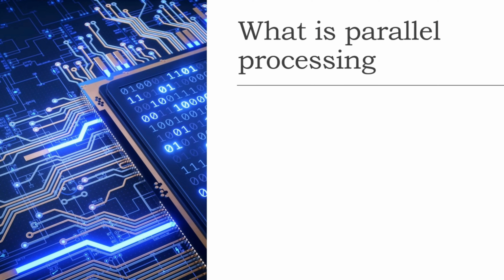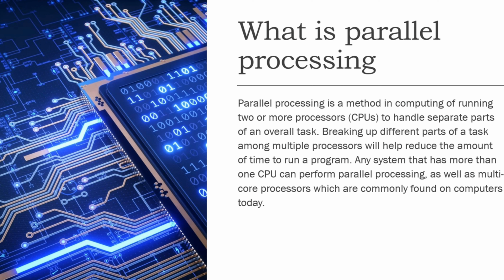So the very first topic is what is parallel processing. Before I actually begin with this topic, all you need to understand is the basic function of a CPU, and that is to process data. Now in order to solve that particular data, a CPU uses two kinds of processing. One is serial and one is parallel.